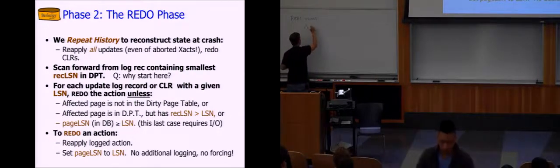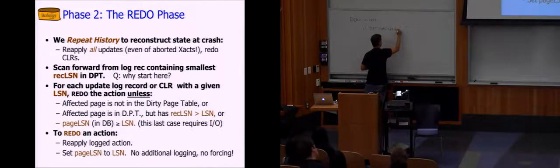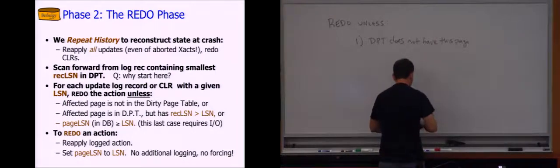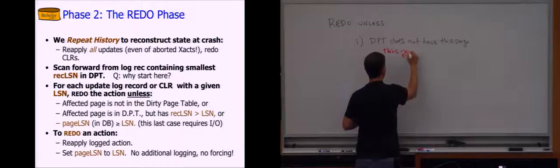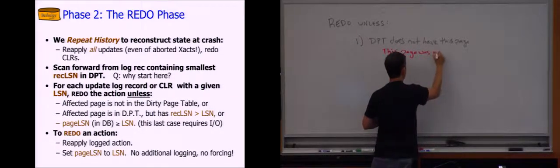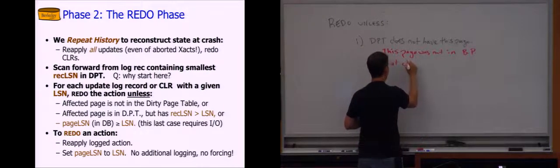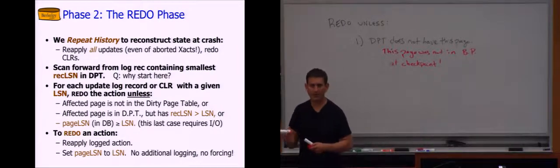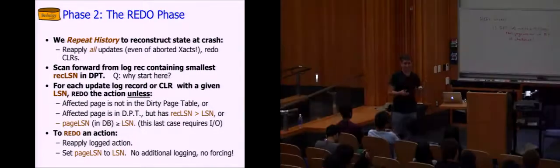1, the dirty page table does not have this page. If the dirty page table does not have this page, it was not in the buffer pool at checkpoint time. And if it wasn't in the buffer pool, that means that this update got written to disk already. So we don't have to worry about it. After all, the checkpoint was telling us what pages hadn't been written to disk yet, and this page was not one of them.